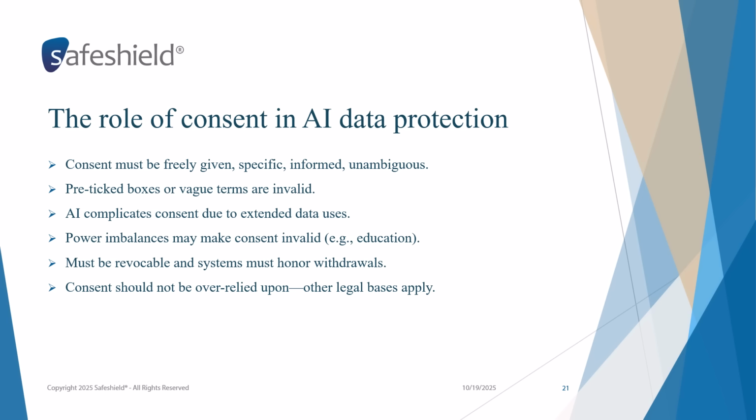Another issue is power imbalance. If refusing consent means losing access to essential services, regulators may consider the consent invalid. This is especially relevant when AI is embedded in education, healthcare, or employment systems. Consent must also be revocable. Users should be able to withdraw it at any time, and systems must be designed to honor this by stopping or deleting data processing promptly.